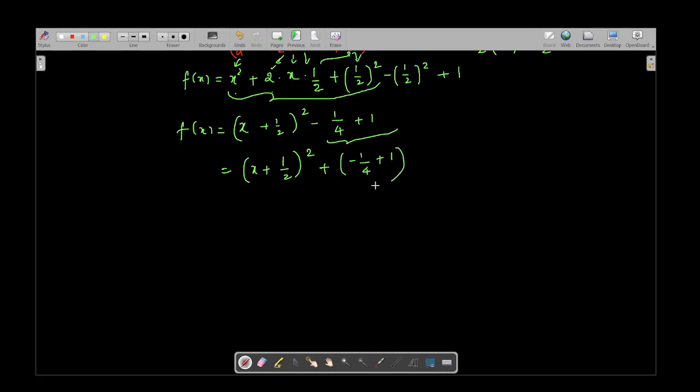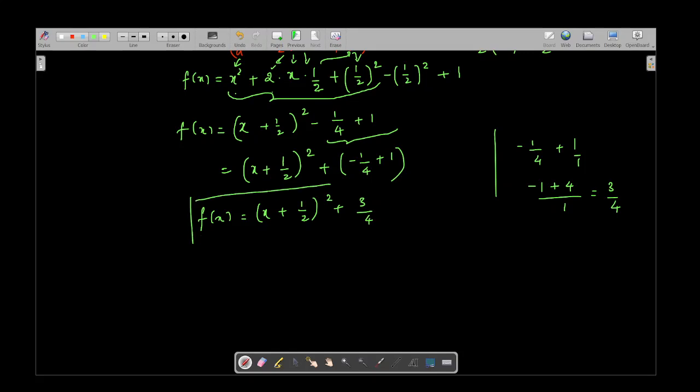I'll simplify this separately. I have minus 1 by 4 plus 1. I'll take the LCM: minus 1 plus 4 divided by 4, which is 3 by 4. So f of x is x plus 1 by 2 whole square plus 3 by 4. This is the standard form to which we have to bring the quadratic equation. Let us solve one more problem.